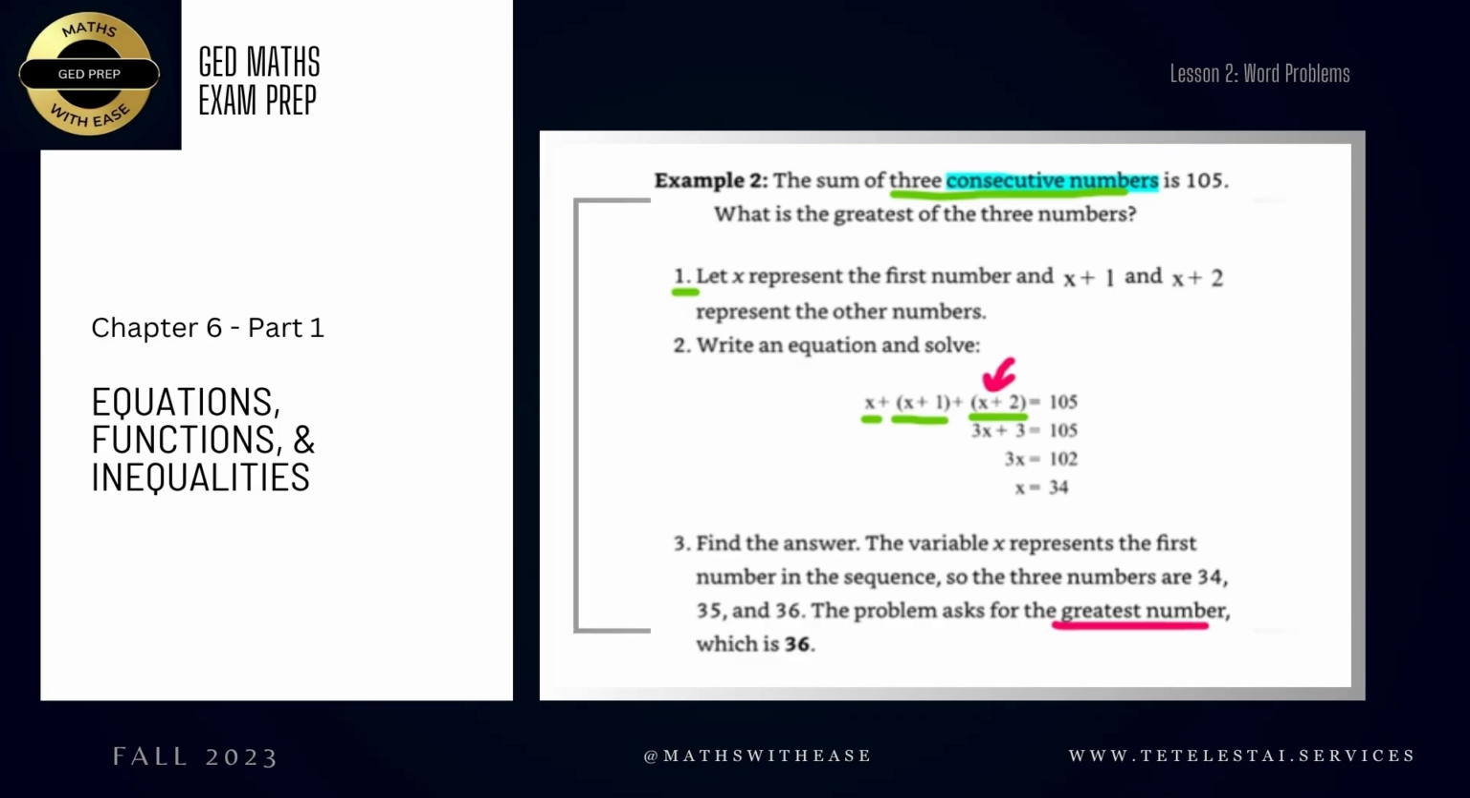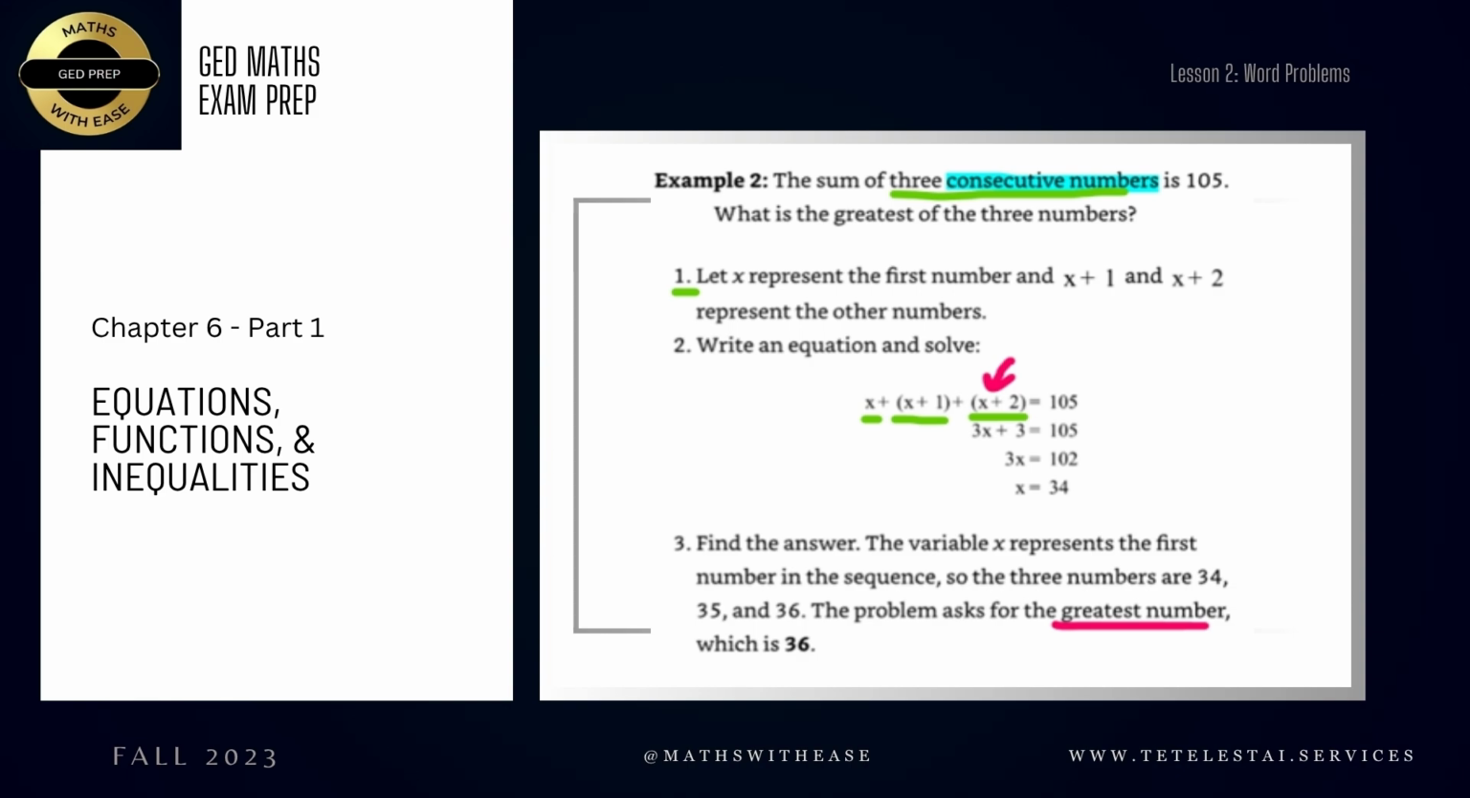And so we subtract 3 from both sides of the equation to isolate 3x. We're left with 3x equals 102, from subtracting 3 from 105. Then you want to divide both sides of the equation by 3 to further isolate x and solve your equation. So 3 divided by 3 on the left-hand side is 1. 102 divided by 3 is 34.